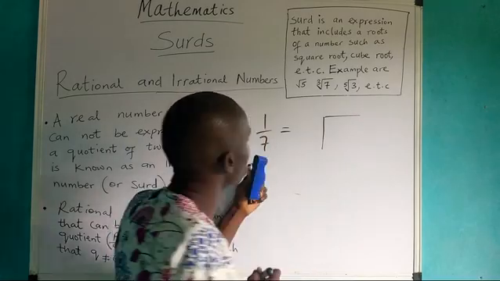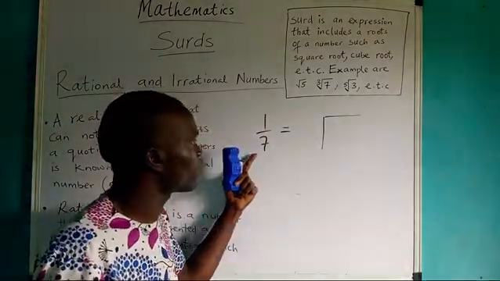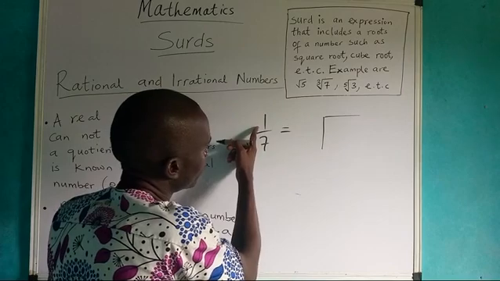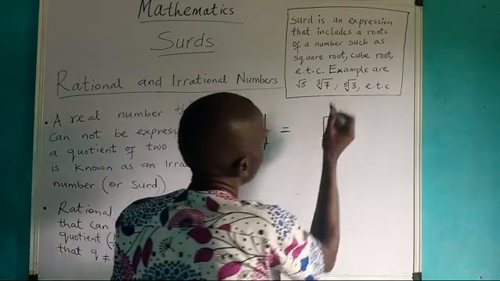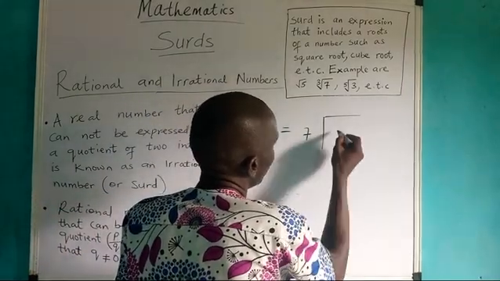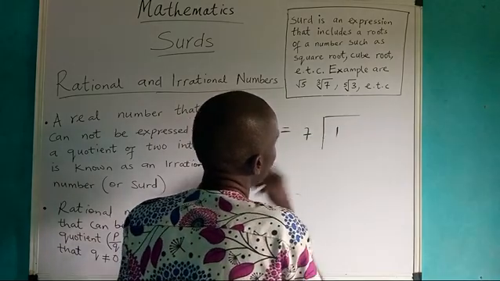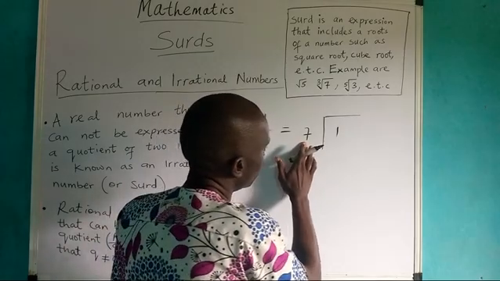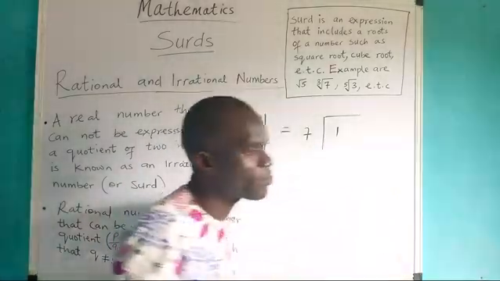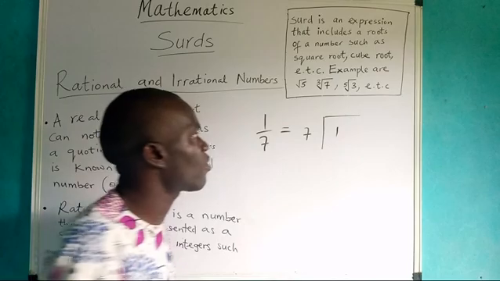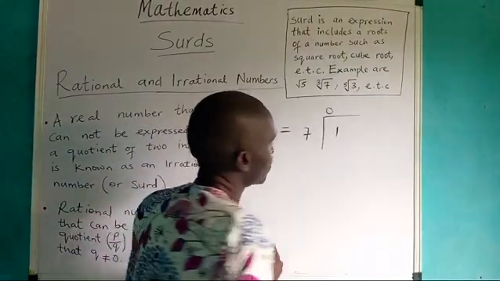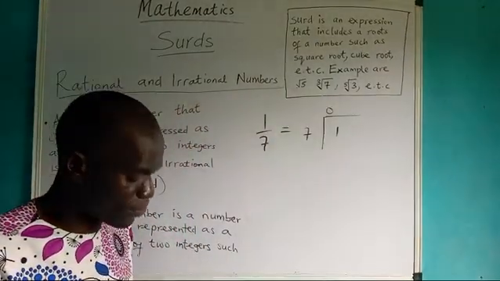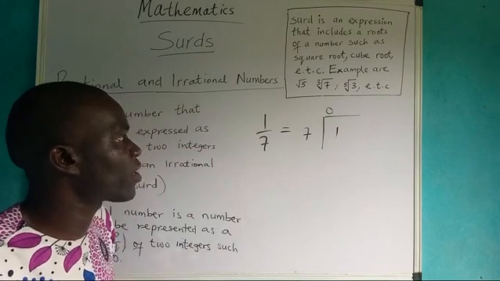Do you know that 7 is the denominator, while 1 is the numerator? Therefore, the denominator will come outside, while the numerator will go inside. Now what can we do here? 7 people share 1. Let us see. If 7 persons share 1, is it possible? No, it is not possible. Therefore, we take it as 0. Meaning it is impossible for 7 persons to share 1.